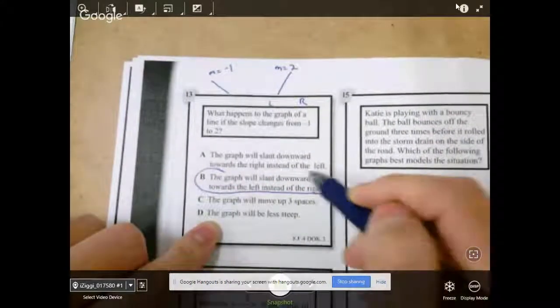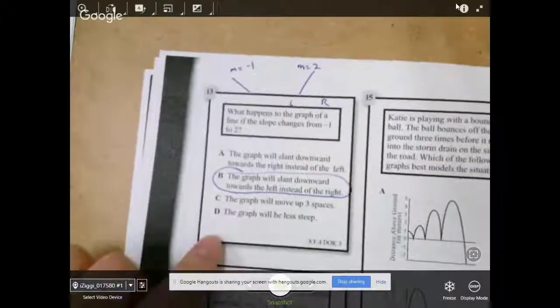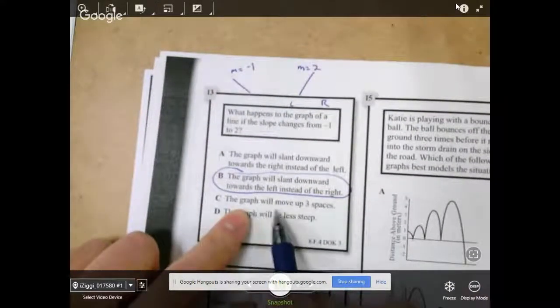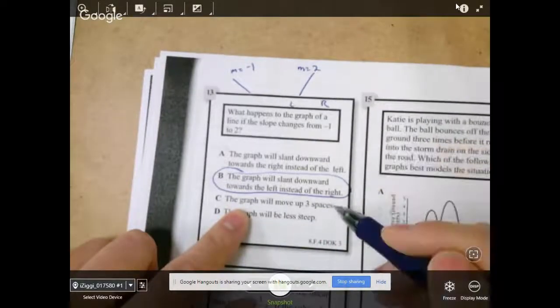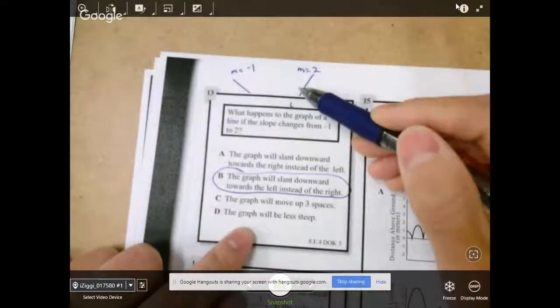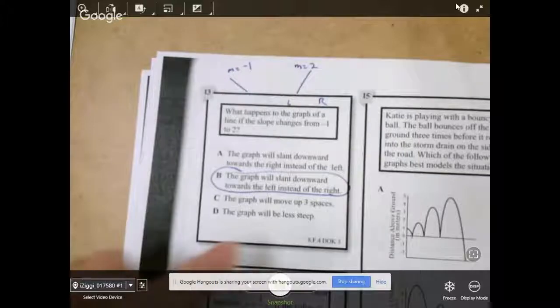And the graph will move up 3 spaces. No, it doesn't say anything about changing the y-intercept. And the graph will be less steep. 2 is actually more steep than 1, right? The number is bigger, so it's going to be steeper for this one.